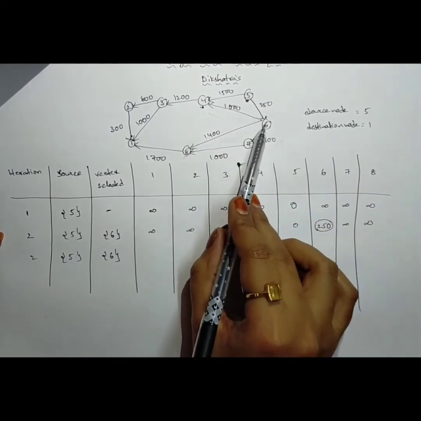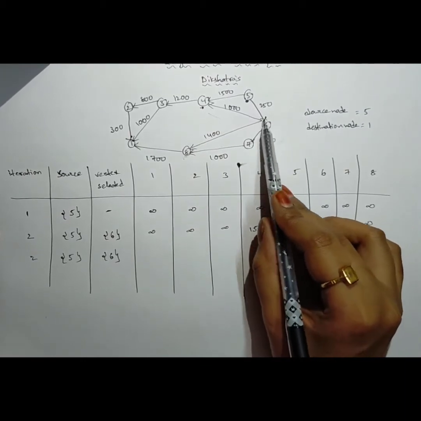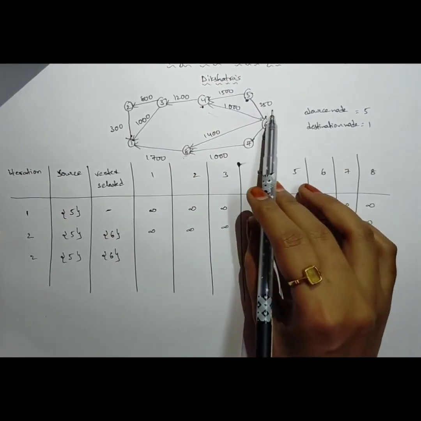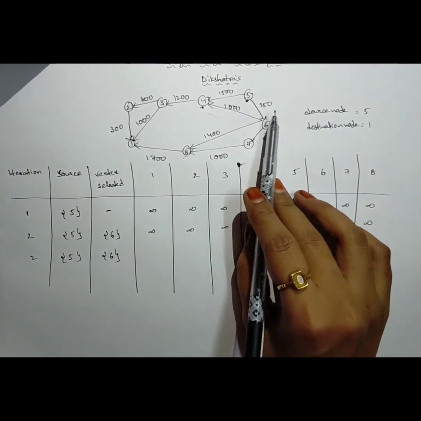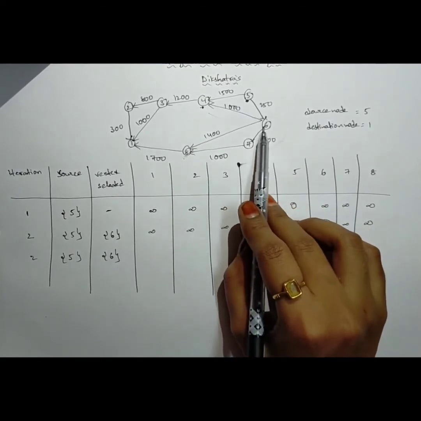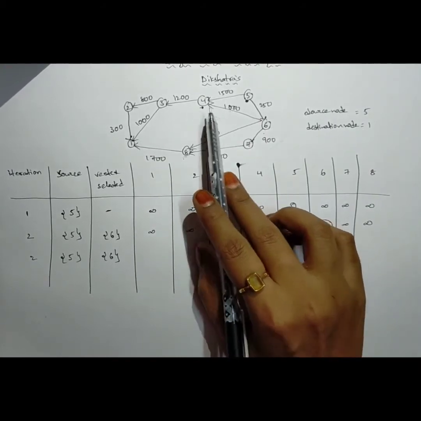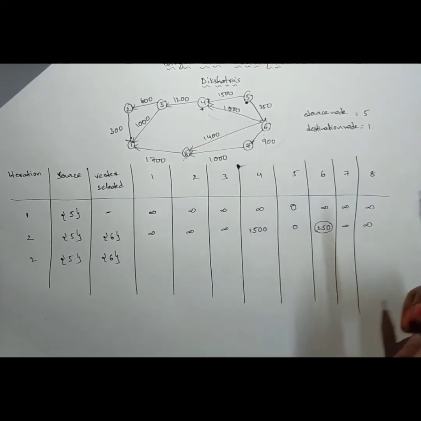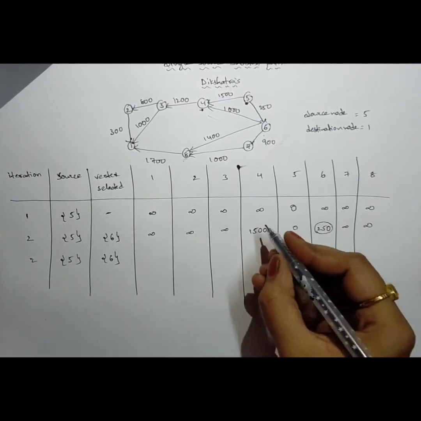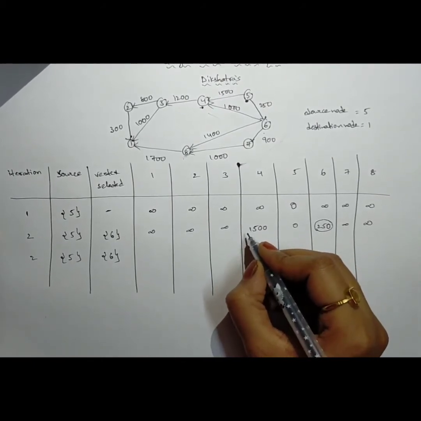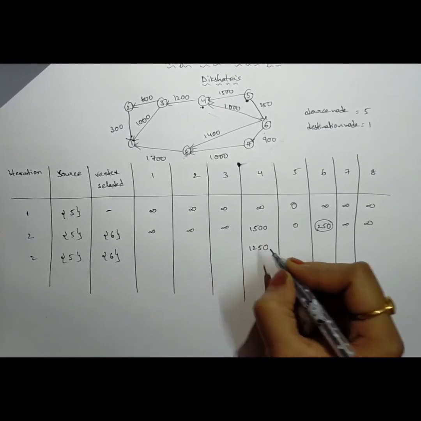See, 6 to 4, first I am considering this edge. Till 6 we have a weight of 250. We need to add the remaining distance to this weight. Till 6 we have 250, and I am adding this 250 to 1000 to reach the node 4. 250 plus 1000 is 1250. The 1500 value is greater than 1250, so I am replacing 1500 with 1250.